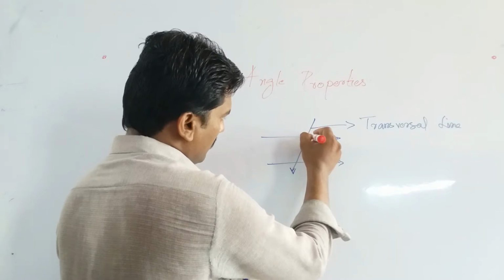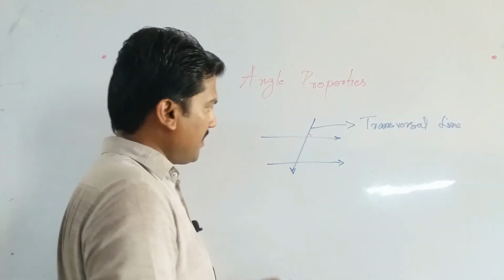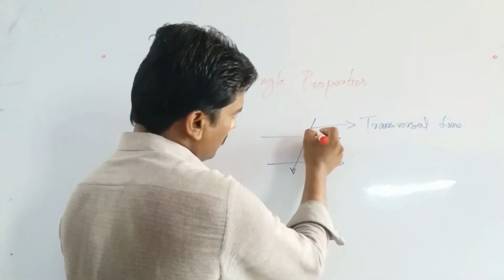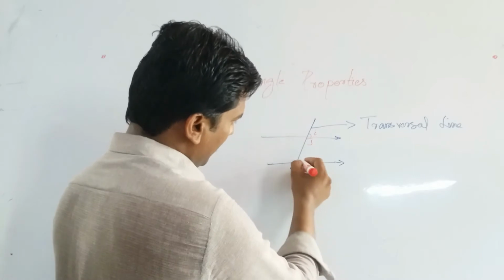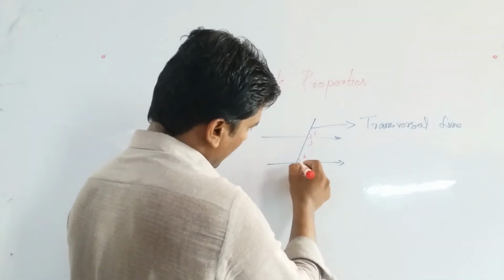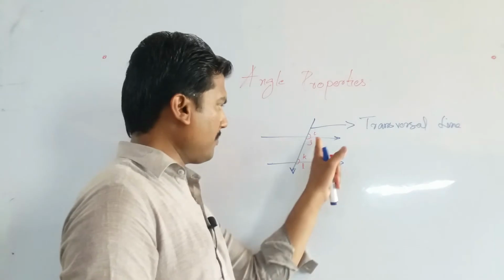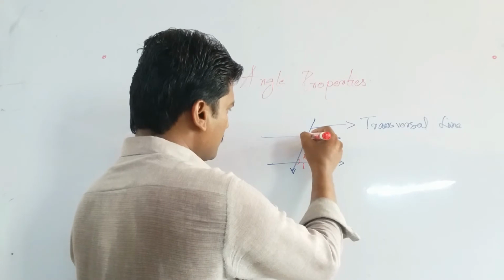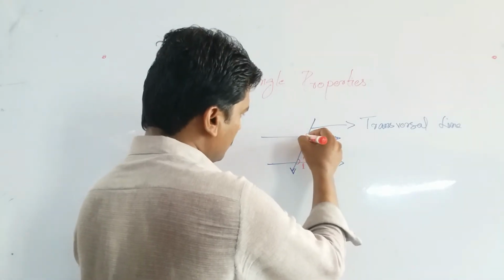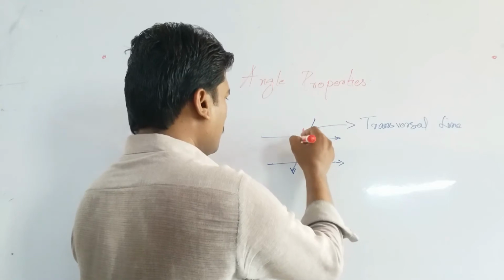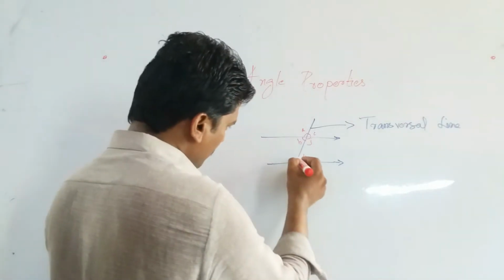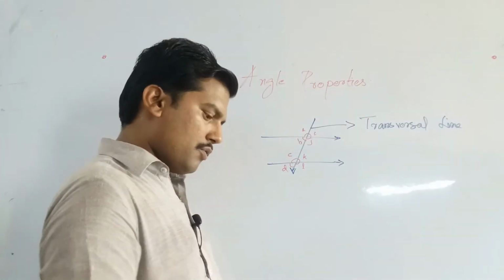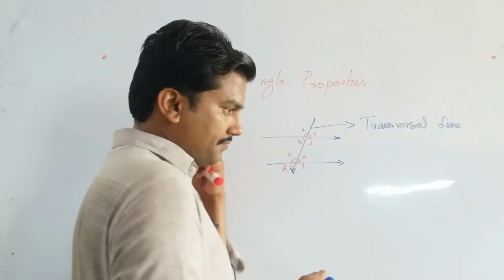Here on the right side of this transversal we have two pairs of angles. One pair of angles I, J and K, L. One pair, two pair. And two pairs on the other side, A, B, C and D.